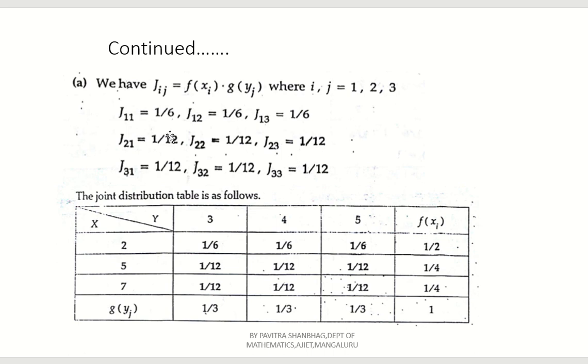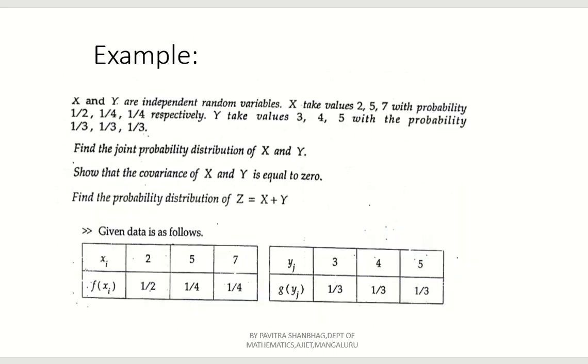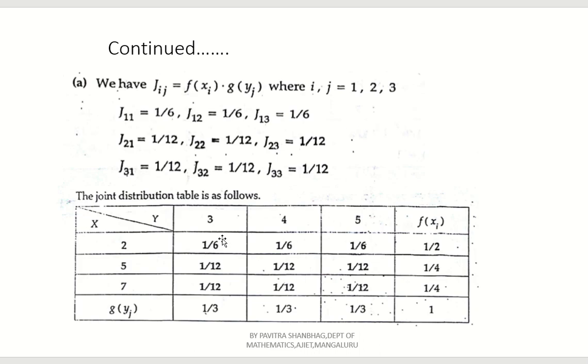Now how to find J11, J12 and all? First row, first column. See here, f(x1) into g(y1). So this is J11, 1 by 2 into 1 by 3, that is 1 by 6. Similarly, J12 means f(x1) into g(y2), that is again 1 by 6. Again, what is J13? f(x1) into g(y3), right? That is what you will get, again 1 by 6. So J11 is 1 by 6, J12 is 1 by 6, J13 is 1 by 6.